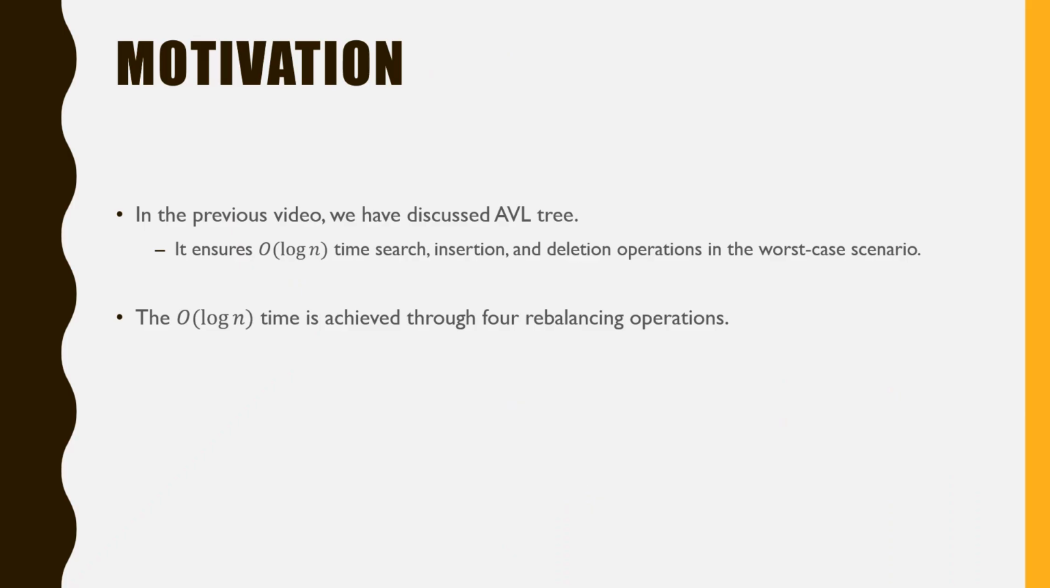In the previous video, we introduced the AVL tree. Unlike a basic binary search tree, an AVL tree guarantees O(log n) time complexity for search, insertion, and deletion operations, even in the worst-case scenario. This efficiency is maintained through 4 rebalancing operations, which ensure that the tree's height remains O(log n) throughout the entire life cycle of the tree.